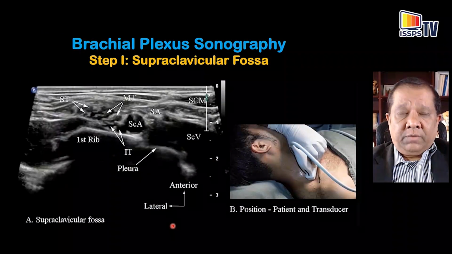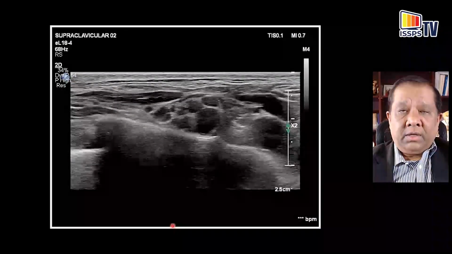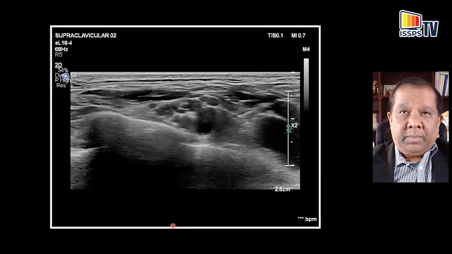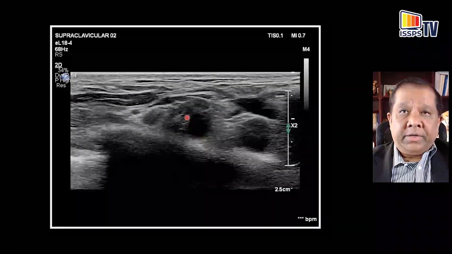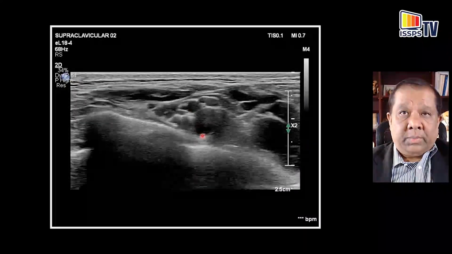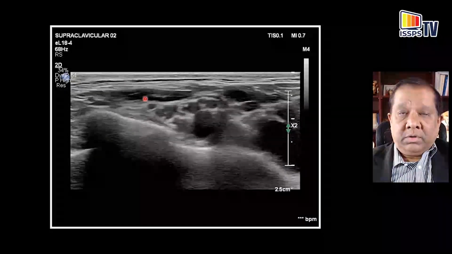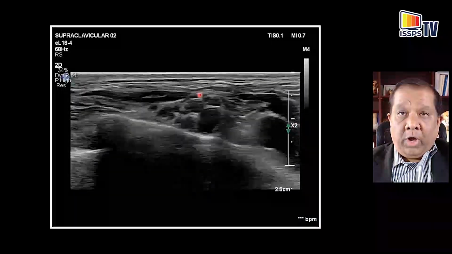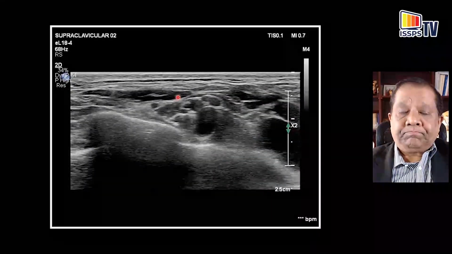at the supraclavicular fossa, you can identify the trunks and divisions of the brachial plexus as they are located posterior and lateral to the subclavian artery and often deep to the omohyoid muscle, as you can see here.